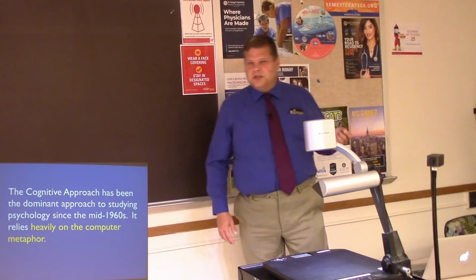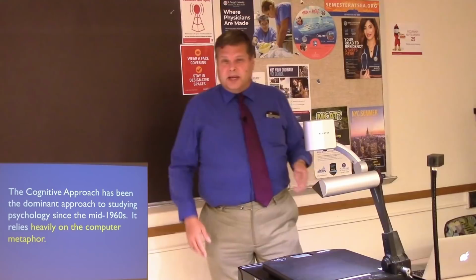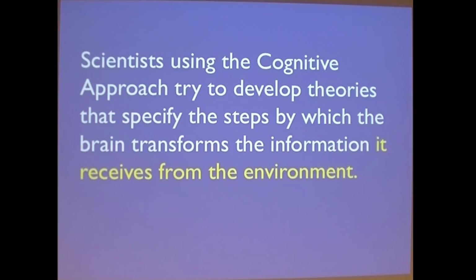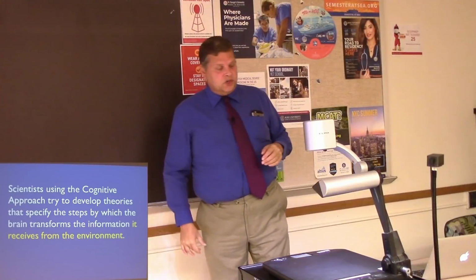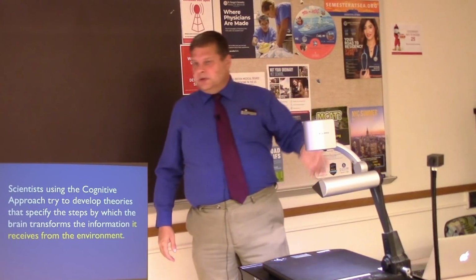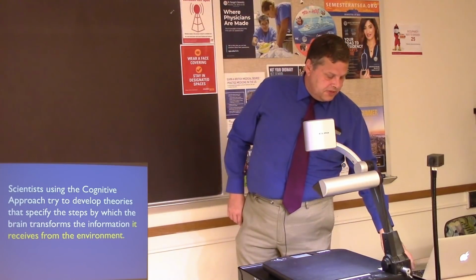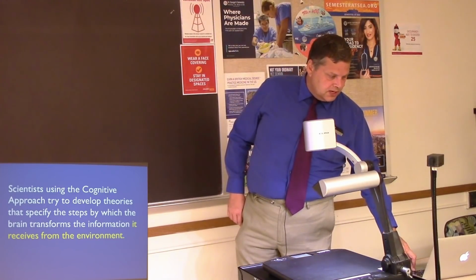And so the idea is that the brain is very much like a computer, and we can study it the same way. So if you're using the cognitive approach, you try and specify what the steps are that occur in the brain during a particular psychological process. And so let me give you an example of a theory a cognitive psychologist might come up with. I'm not saying this is a right theory. I'm just saying this is an example of the sort of theory that the cognitive approach would take.